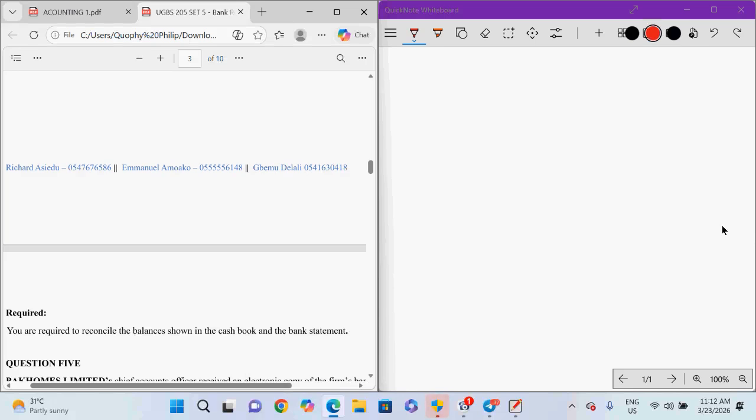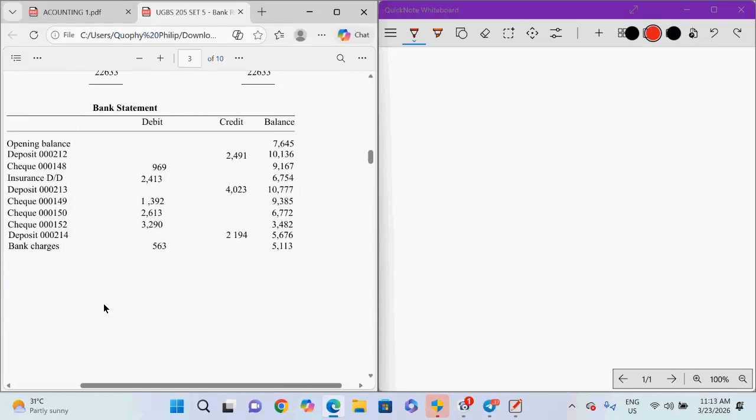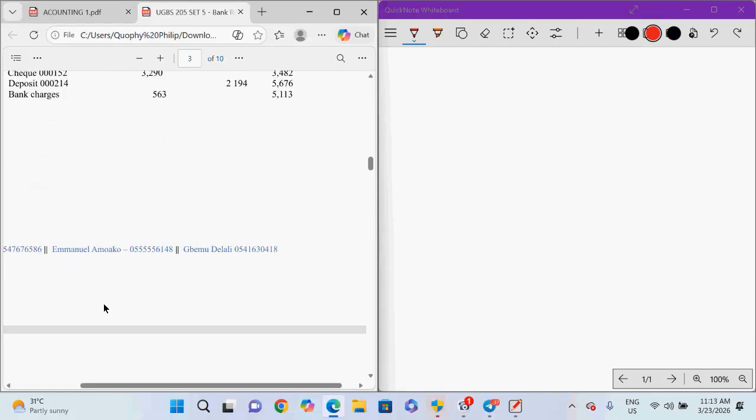All right. So here, to reconcile, there was the cash book and then the bank statement, right? So we still have to prepare our adjusted cash book and the bank statement.